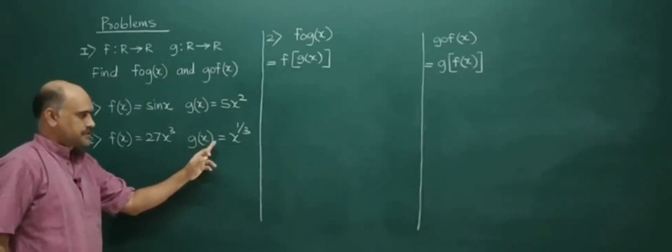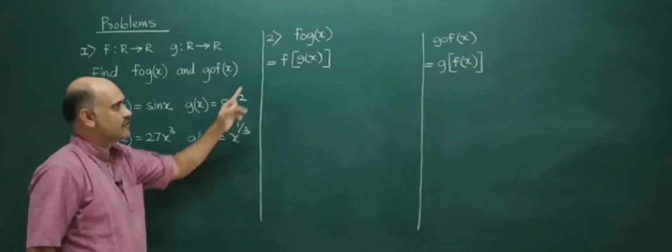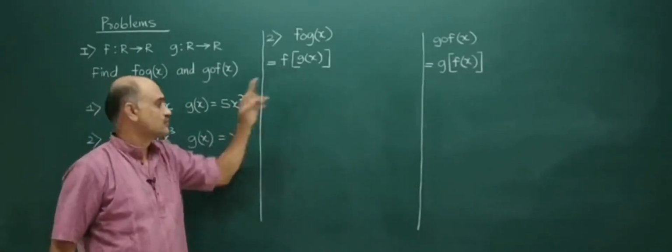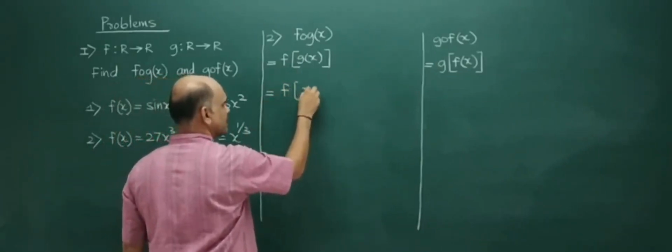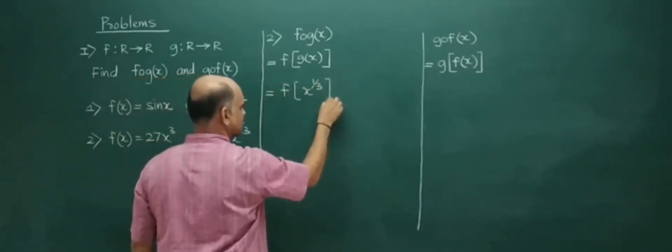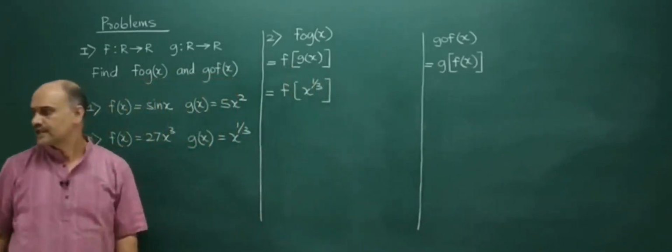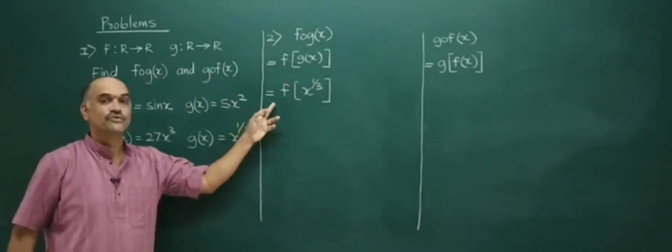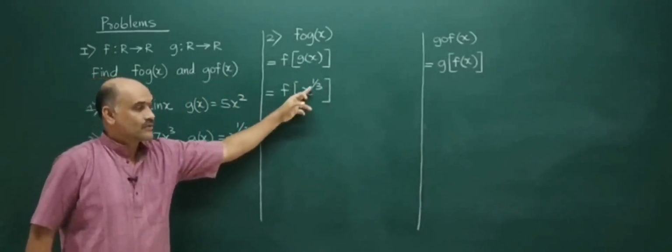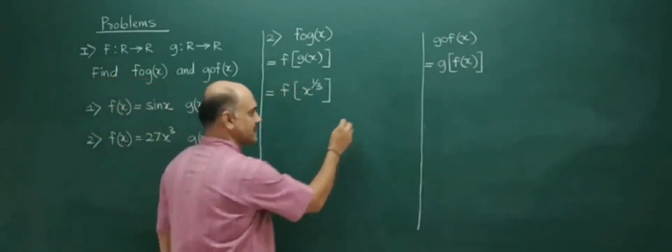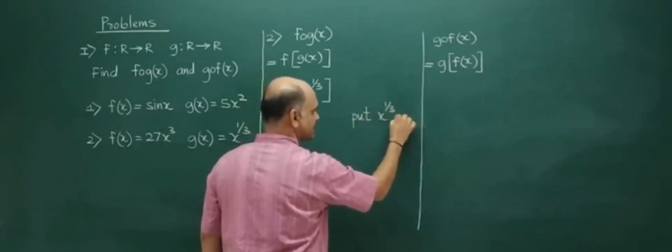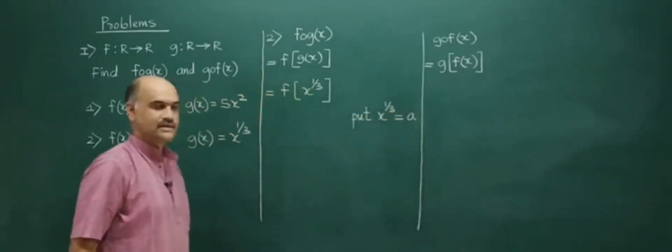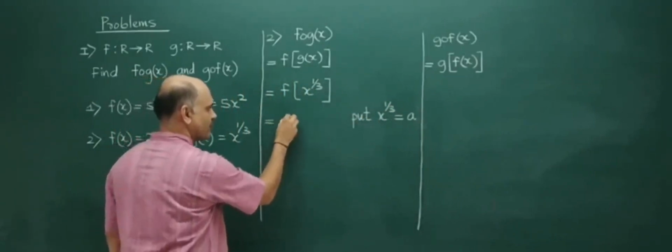So substitute g of x. g of x is x raised to 1 by 3. So f of x raised to 1 by 3. Now take this x raised to 1 by 3 as a. So put x raised to 1 by 3 equal to a. So this is f of a.